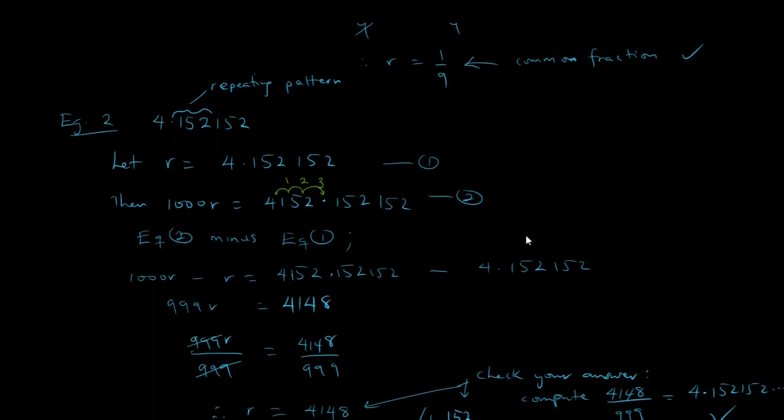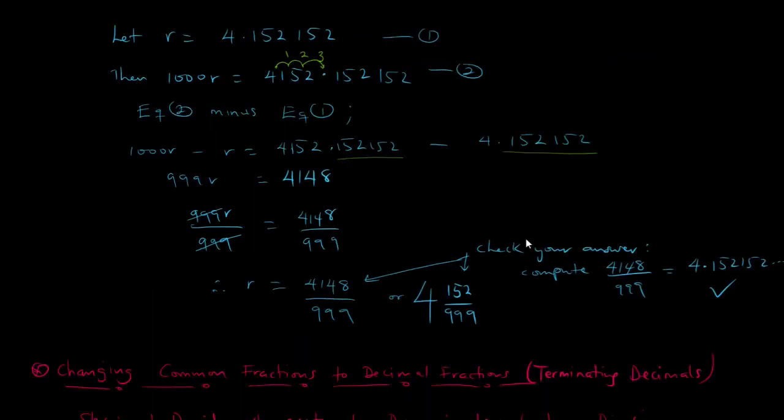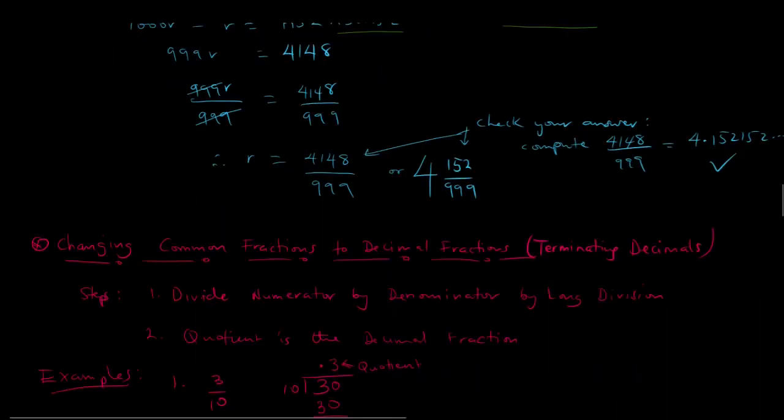To solve for r, we have to divide both sides by 999, and then you have r is equal to 4148 all over 999. To check whether our answer is correct, we need to compute on a calculator or perform a long division step, and we will arrive at the same 4.152152 as before. That is a way to check whether our answers are correct.